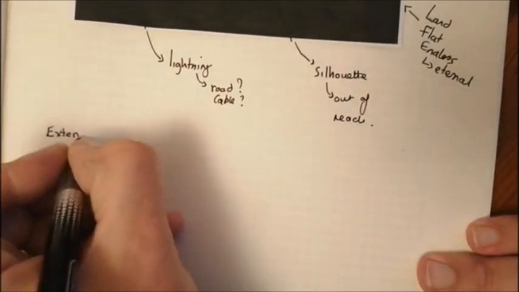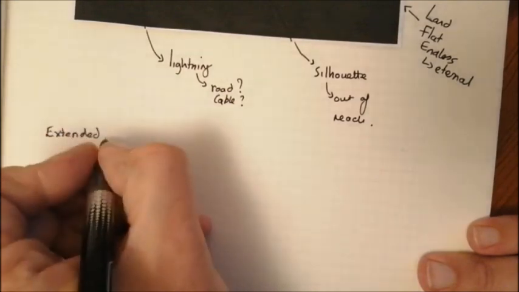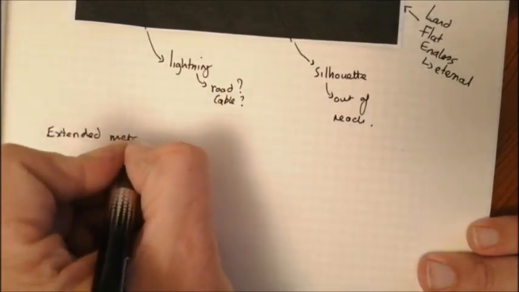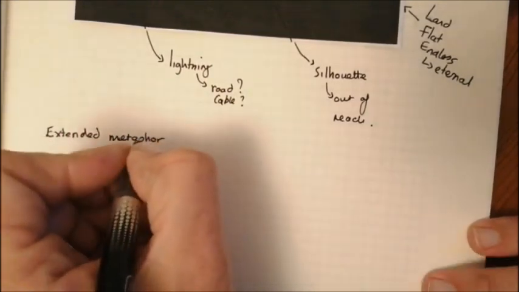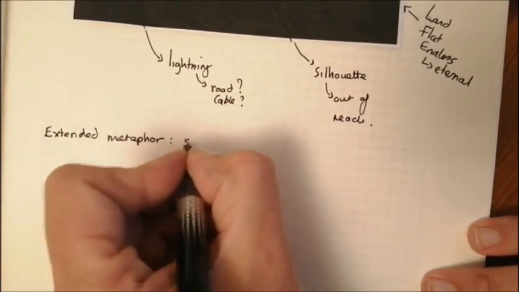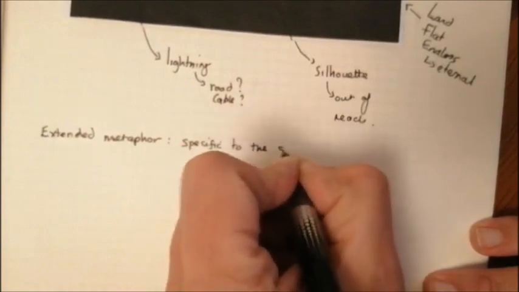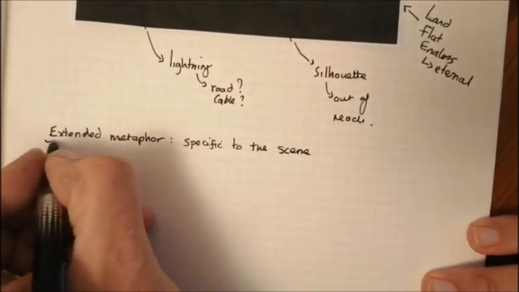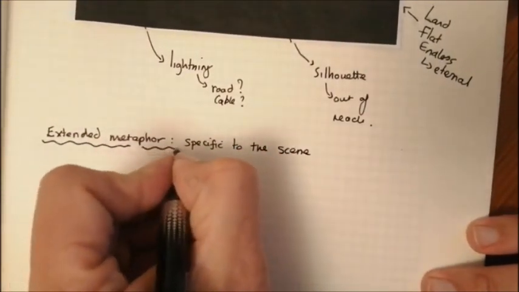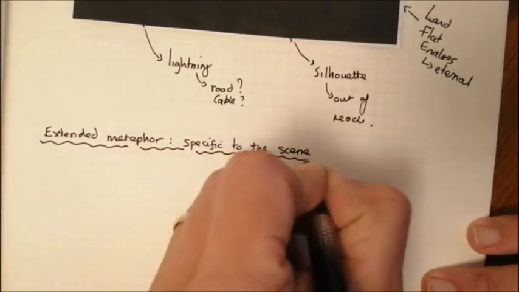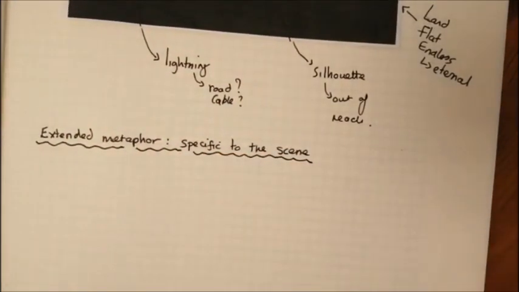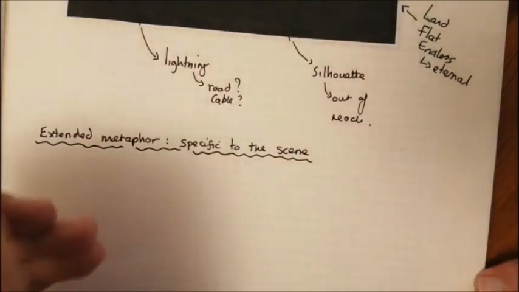I'm just going to write down my subtitle, which is extended metaphor. That's what we're going to create now. I'm just going to put a colon, and I want to make it really specific to the scene. I'm just going to underline it badly with a squiggle. If you have a ruler, please do it with a ruler. It looks so much better. Now, I'll go through the same process as we did last week.